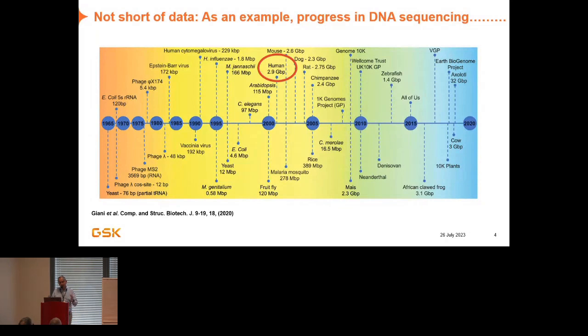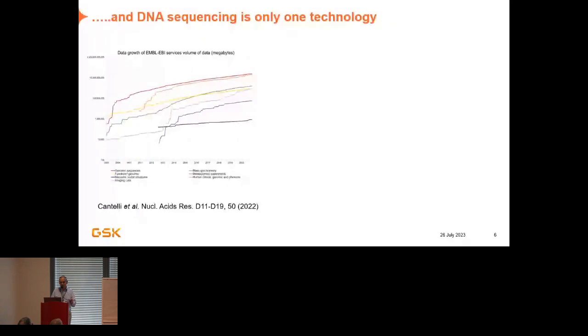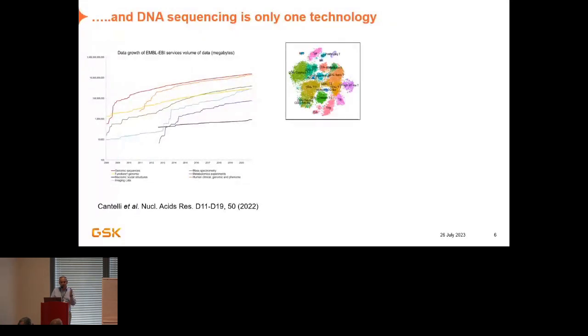Of course, the progress in sequencing is linked to progress in technology, and I think that's an important connection, data and technology, progress in automation and costs. With next generation sequencing, the costs have been reduced and you can generate a lot more data. Those kinds of graphs on the growth of data have been shown many times. But it is more than one technology.